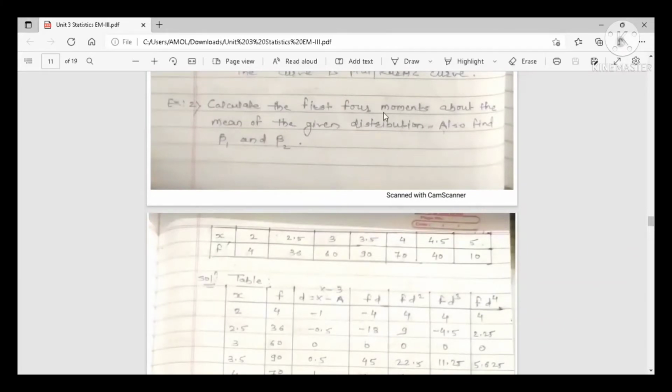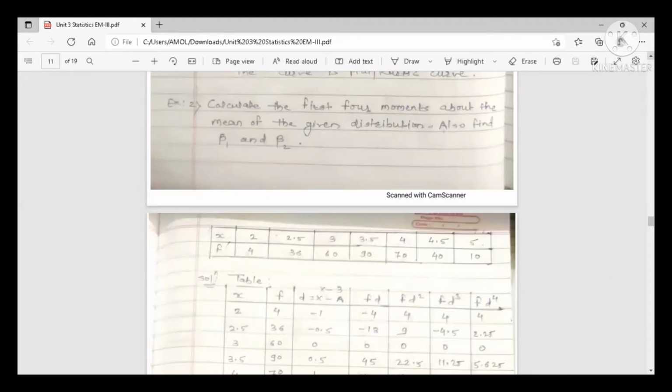To find the moments about the mean, first we have to find the moments about an arbitrary mean, that is, the raw moments. Then, using the relation between the moments about the mean, the central moments, and the raw moments, you can calculate the first 4 moments about the mean. So our first aim is to calculate the raw moments using the frequency distribution. Now how to find the raw moments using a frequency distribution?